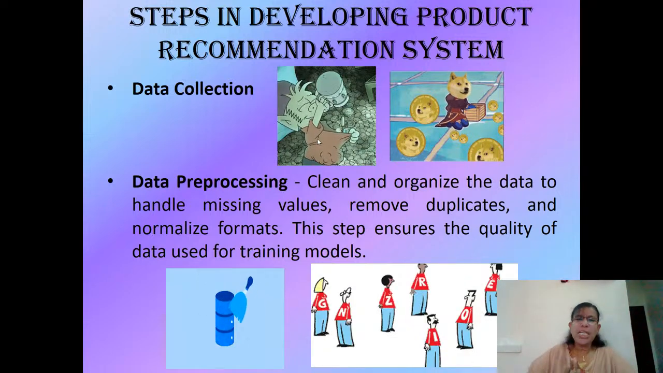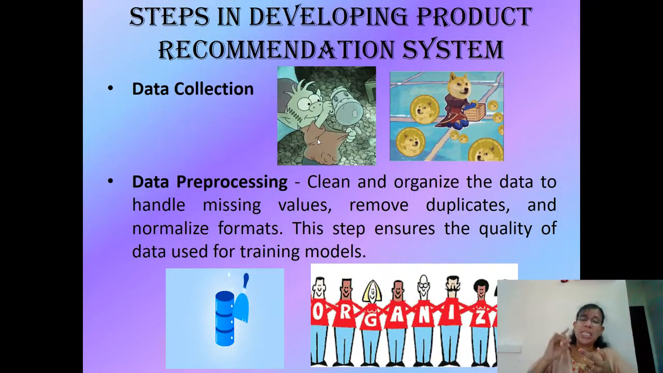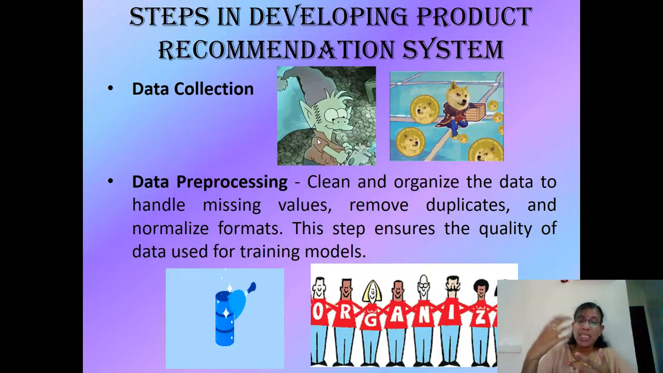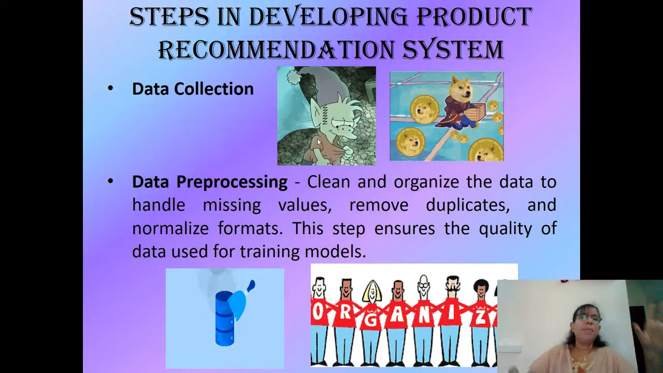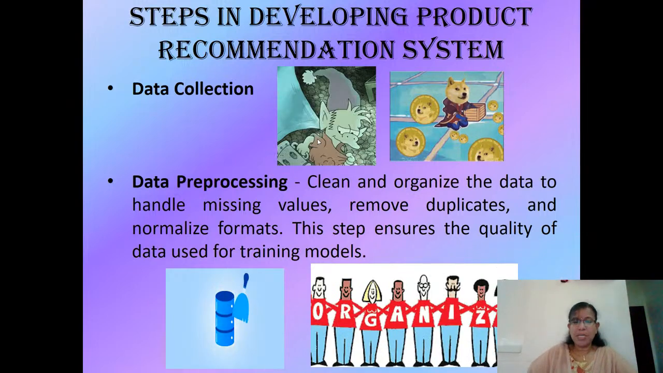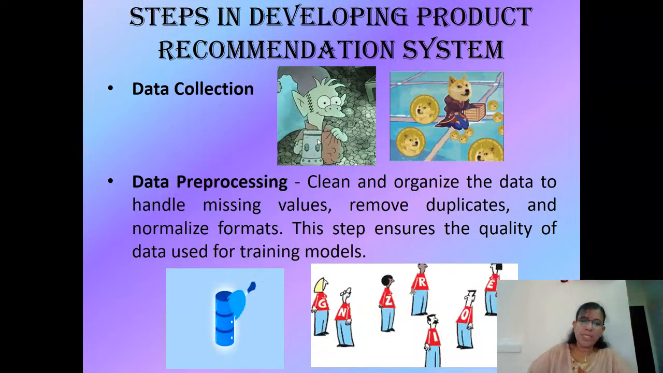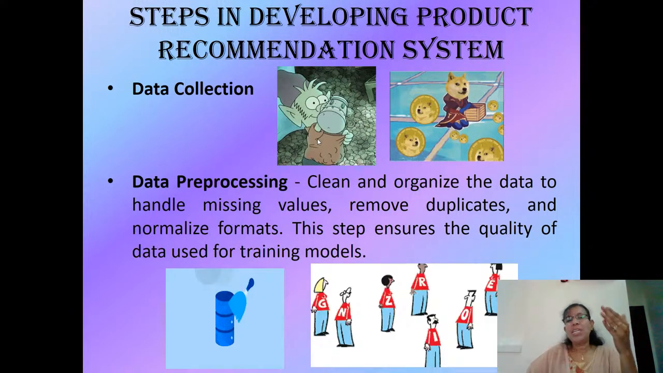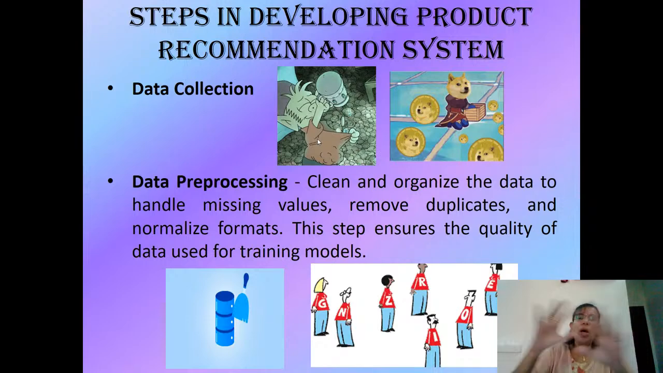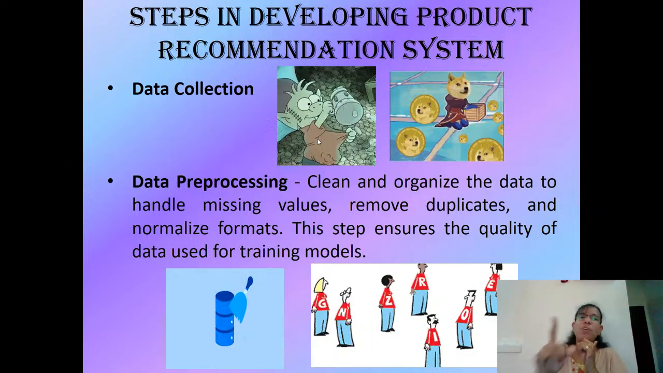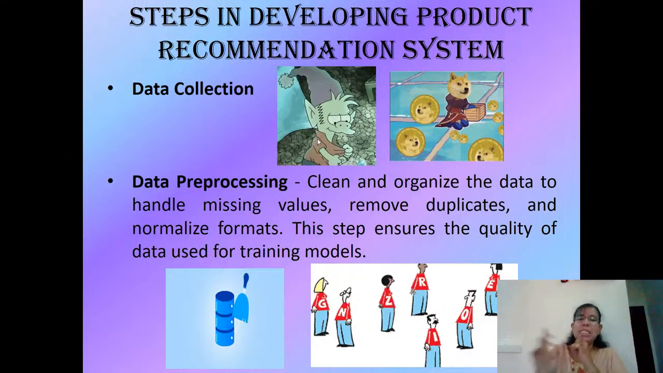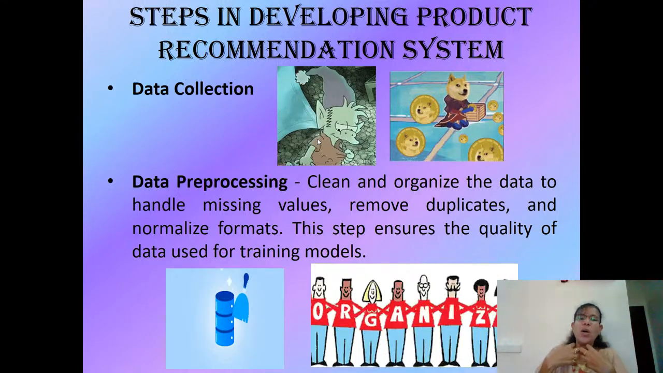So all your data, your name, your email ID, how much amount you purchased, and what are the things you purchased, everything will be stored in the server. If it is Amazon, it will be stored in the Amazon server. Or if it is some other server you are using, all the data will be stored in that server. So this is the first step of the product recommendation system. First it will collect all the data.